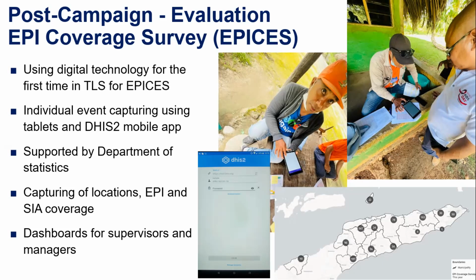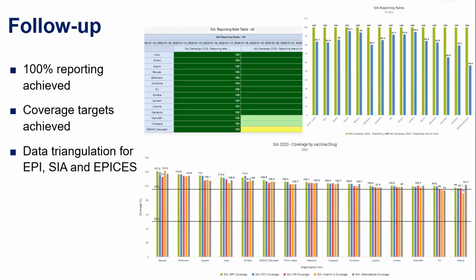And in this survey, we captured all the locations and then EPI and SIE coverage both. There were separate dashboards for the supervisors and for the managers to check daily how many areas were covered, how many clusters were covered. That was monitored daily by the supervisors. So in follow-up, we were able to get 100% reporting into the system.